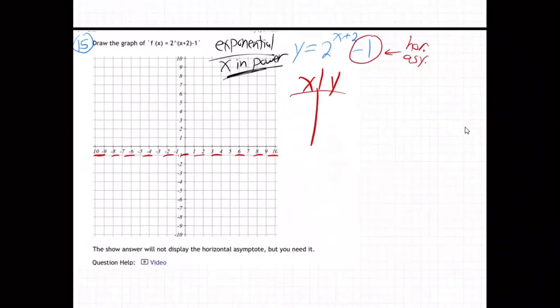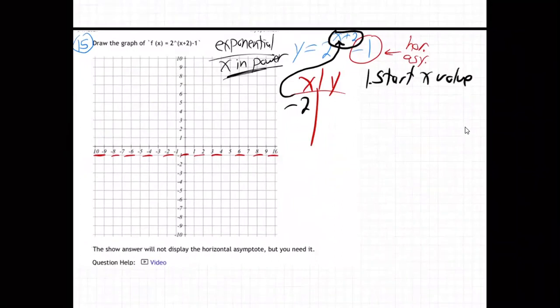What's going to make x 0? I'm sorry, not make x 0. What's going to make the power 0? Here's the power zone right there. -2. See that? Plugged in right there. So let me write that. So step number 1. Start with an x value to make the power 0. So you start with an x value that will make the power 0. That just makes it nice for you.